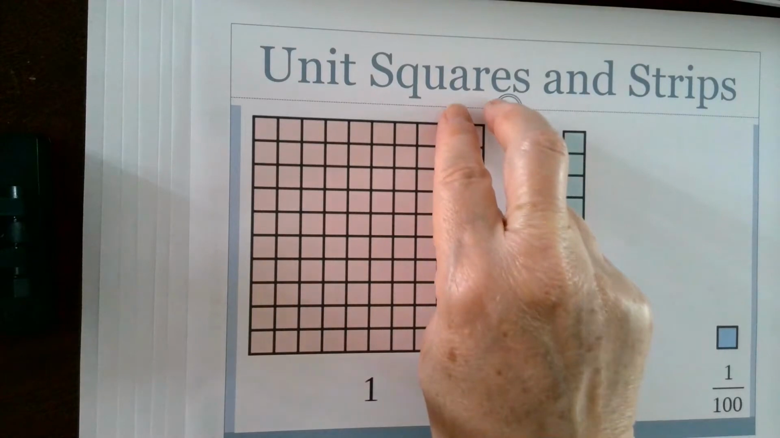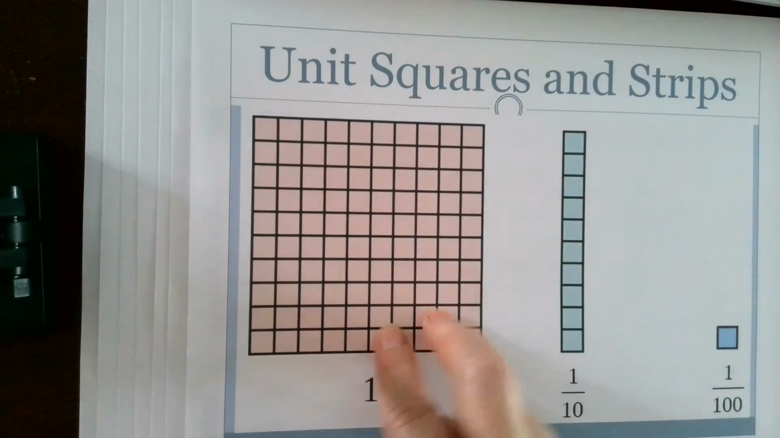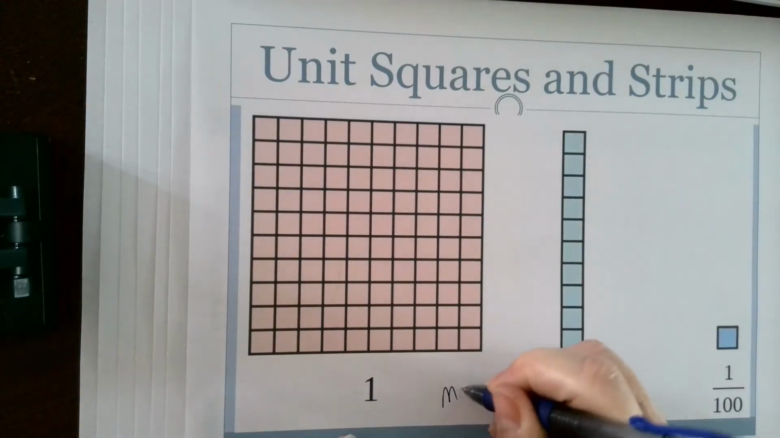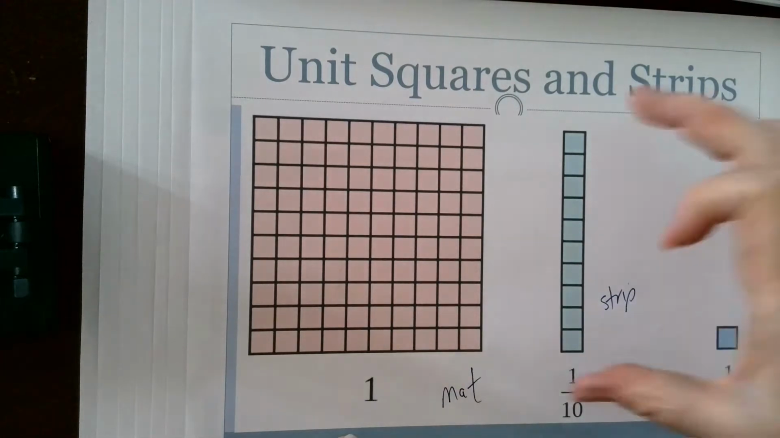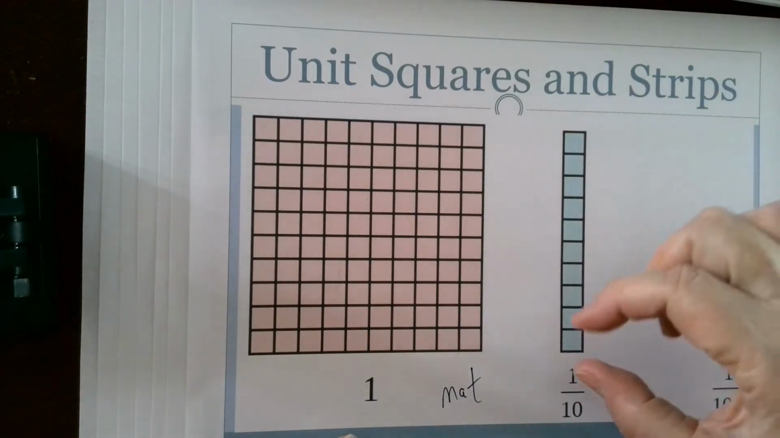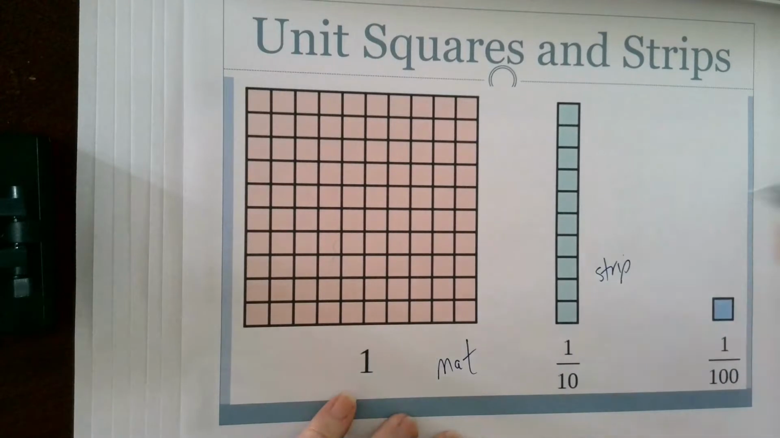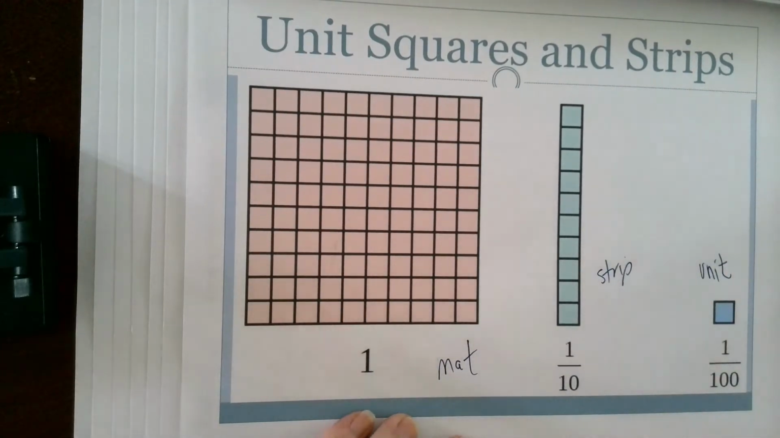If you split that mat into 10 equal pieces, you'd have this one strip. So this is called a mat, and this is called a strip. You could even divide this strip of 10 squares into 10 smaller pieces, and there'd be one of them, and that's called a unit. Those names are not terribly important, except you'll see them in your textbooks. But you do need to know the fractions.